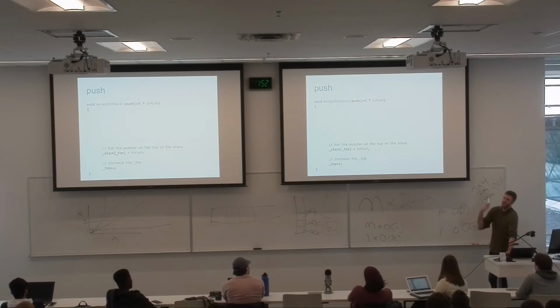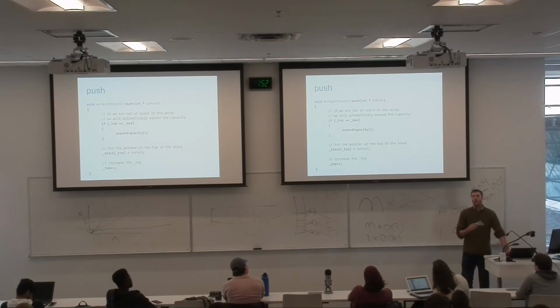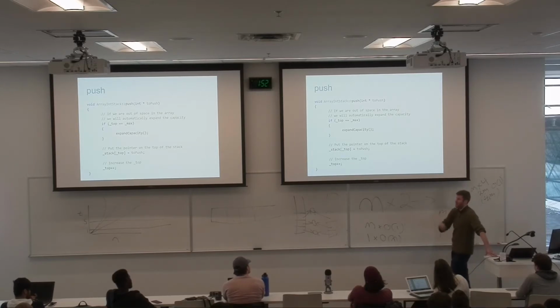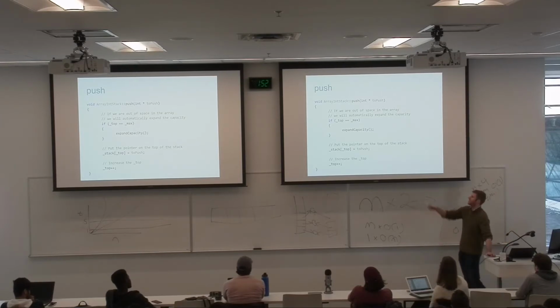But of course, what are we missing? If top is equal to max, so let's say in my scenario where I have 5, what's the last index? 4. What will top be? 5. So if I ever come along and want to add something to that fifth spot, that if condition will be true. Top will be equal to max. And if that happens, I call expand capacity. And then after expand capacity is done, carry on as if everything else is normal.